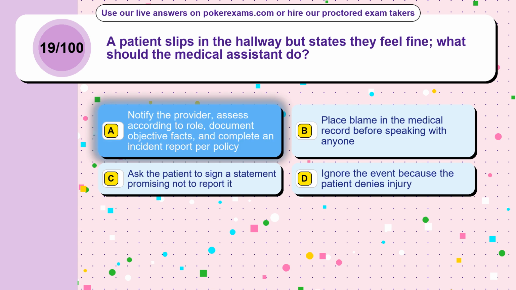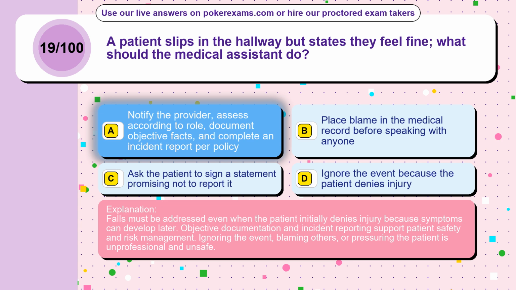The correct answer is option A. Notify the provider, assess according to role, document objective facts, and complete an incident report per policy. Falls must be addressed even when the patient initially denies injury because symptoms can develop later. Objective documentation and incident reporting support patient safety and risk management. Ignoring the event, blaming others, or pressuring the patient is unprofessional and unsafe.